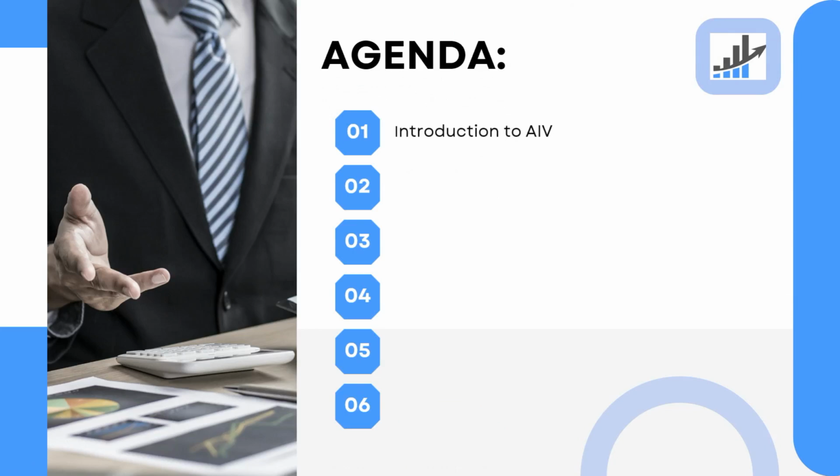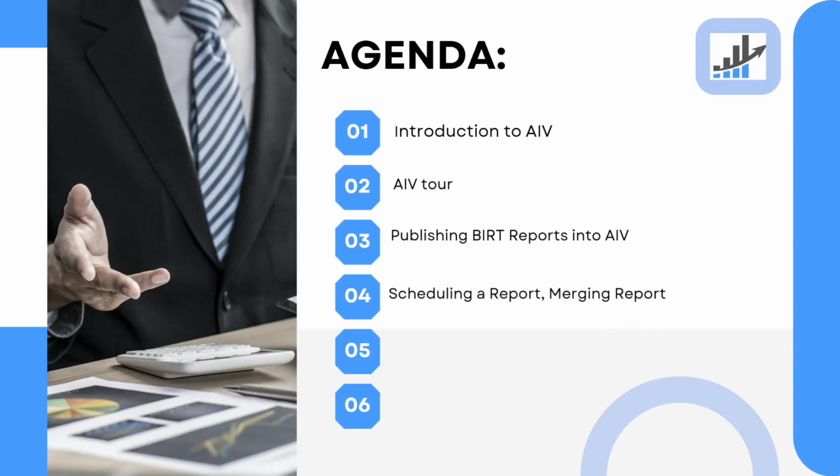So today's agenda: I will give you an introduction to AIV. I will give you a tour of the AIV tool. Then I will show you how to publish a BIRT report into AIV. Then I will show you how to schedule a report and merge that report within AIV. Then I will show you one of the coolest features of AIV, that is report bursting. And there is one more very nice feature, a group report. All those things I will be showing today. So these are our 6 agenda items today.